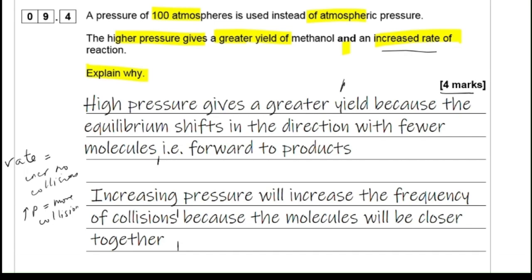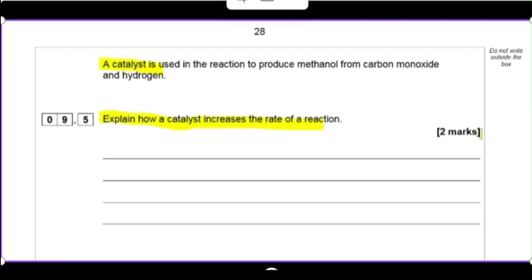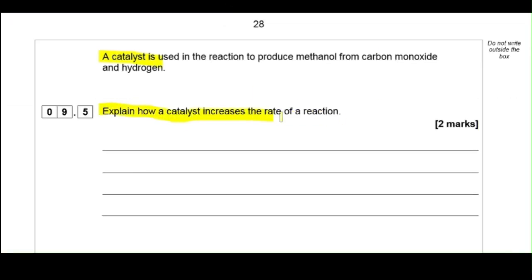Page to the next question. We're nearly at the end now. A catalyst is used in the reaction to produce methanol from carbon monoxide and hydrogen. Question 9.5. Explain how a catalyst increases the rate of reaction.